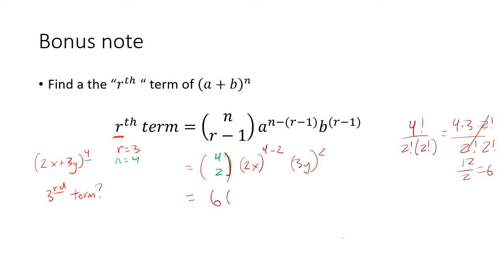Okay, times 2x quantity squared, times 3y quantity squared. So that was 6 times what would be 4x squared times what would be 9y squared, and we get 216x squared y squared. And you can go back and see, is that the third term of the expansion that we did with Pascal's triangle? And you'll find that it is. So this is a really useful thing to know here as well.